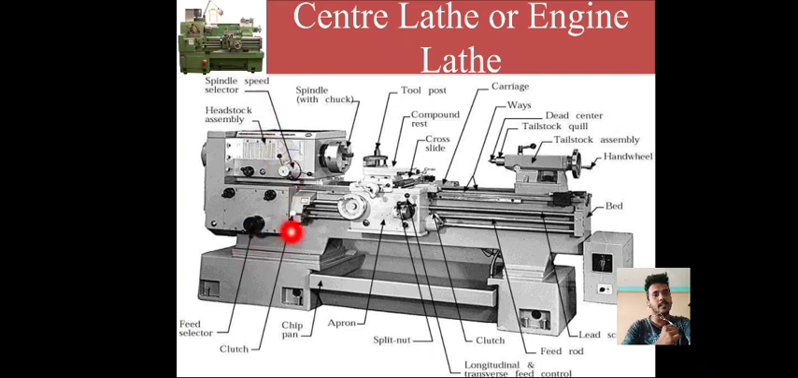Again we have the feed selector, chuck, chip pan, and we have the apron and the split nut, lead nut, and it can be moved in this direction. Here the cutting tool will be placed. That cutting tool may be a single point cutting tool or a multi-point cutting tool. It can be moved in either direction, and this tool post can be swiveled to 45 degree or 60 degree or 90 degree. This is very important of the tool post, that is the center lathe or the engine lathe.